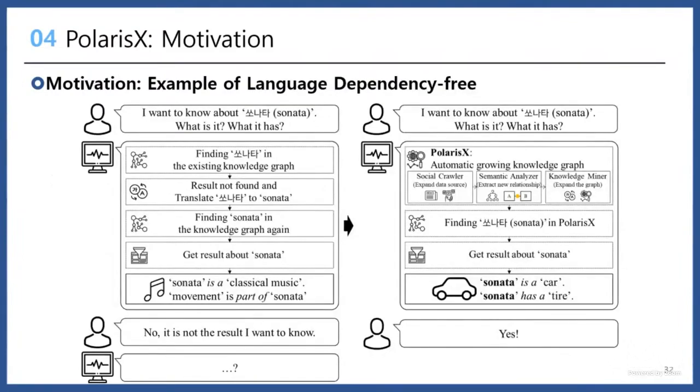Here is an example of language dependence free. The sonata is used as a Hyundai car in Korea. However, foreign countries recognize the sonata as classical music. Polaris X recognizes that sonata is commonly used as a car in Korea. It shows the result that sonata is a car and has a tire.